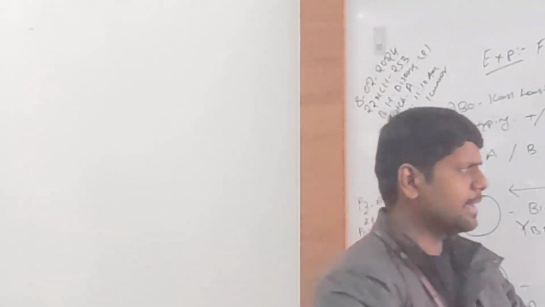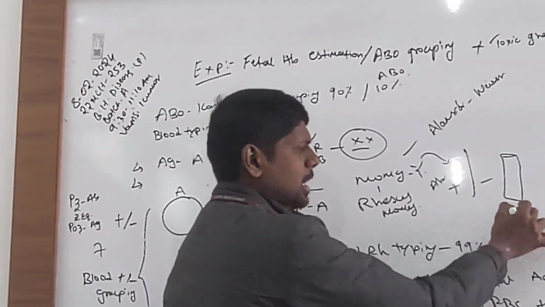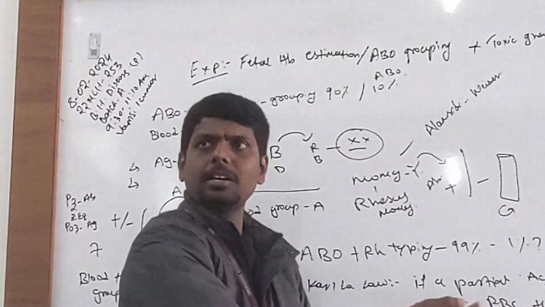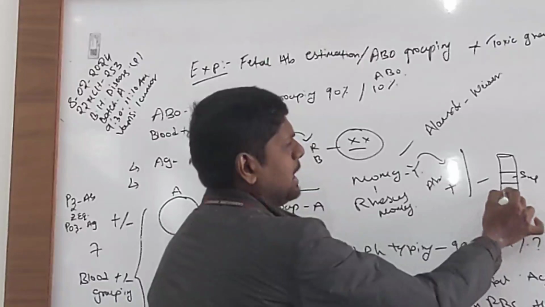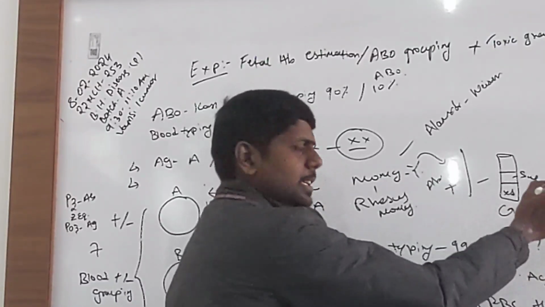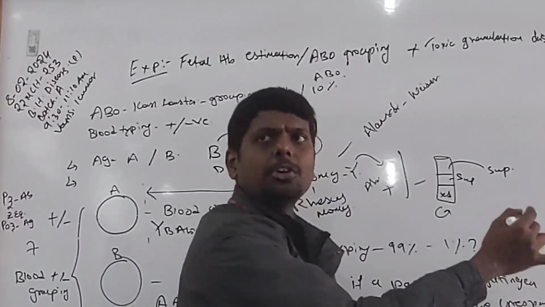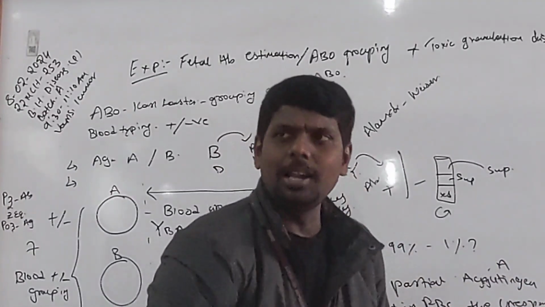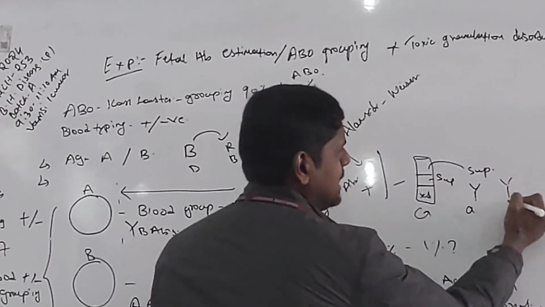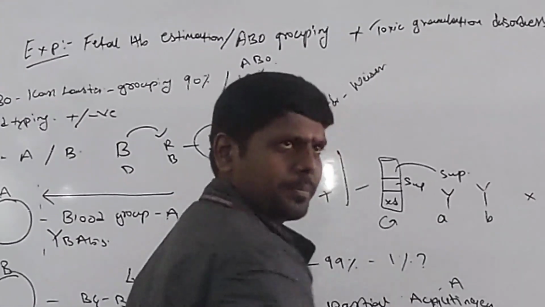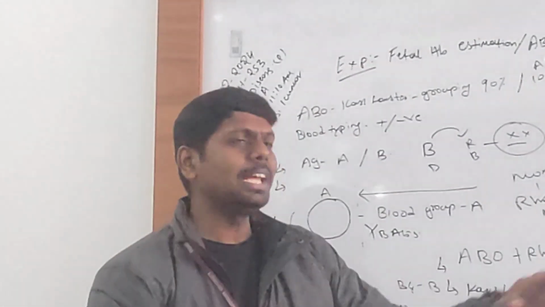Now, in the second case, I took patient blood and centrifuged the blood. After centrifugation, I got a supernatant plus a sediment. I discarded the sediment and took only the supernatant, the serum. What will the serum have in the patient? Serum will have antibodies: A antibodies, B antibodies, or nothing. Can I detect blood group by using serum?